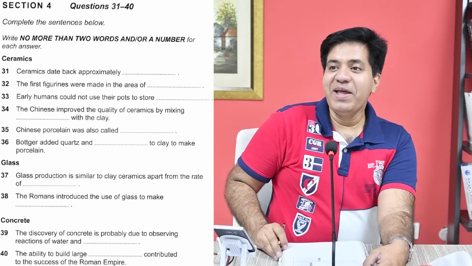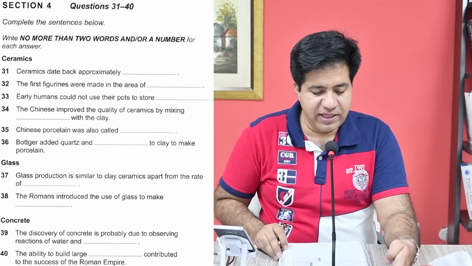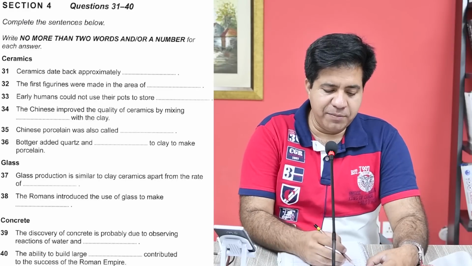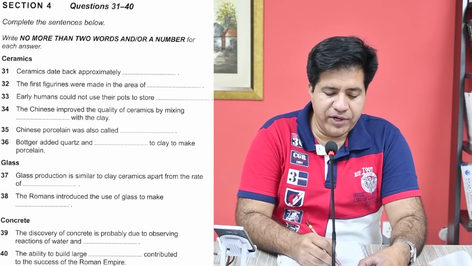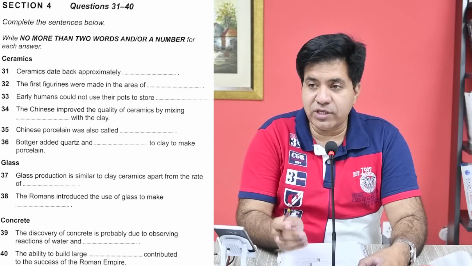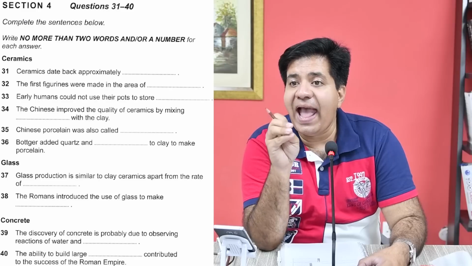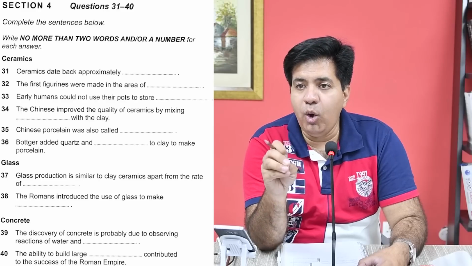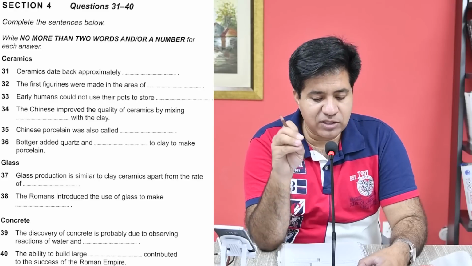By adding minerals, exactly, not sand. So minerals with the clay. Okay, question number 35. Chinese porcelain was also called. Now underline 'was also called'. For called, they might use the word named. For called, they might use the word known as. K-N-O-W-N. Known as, named as, called.